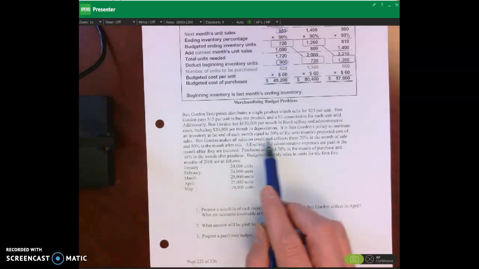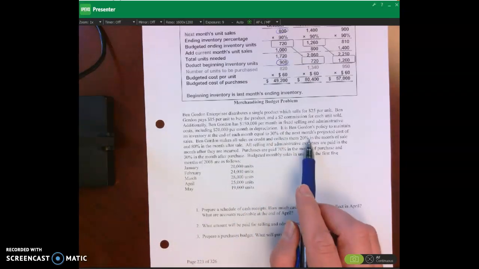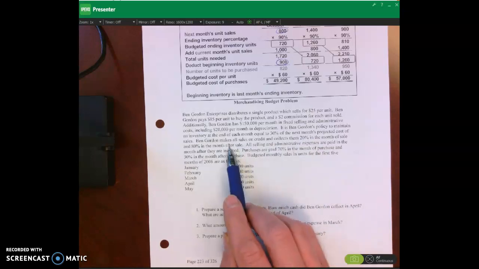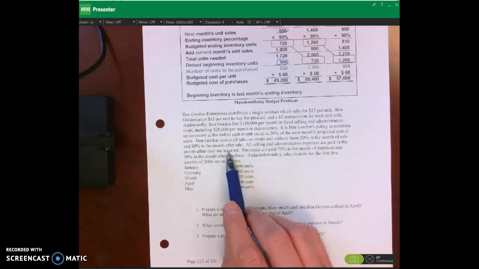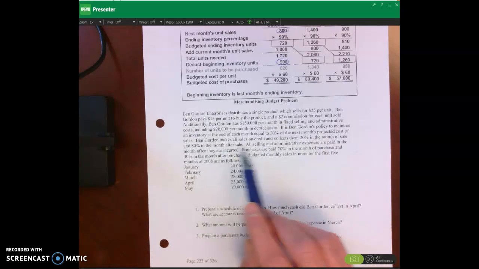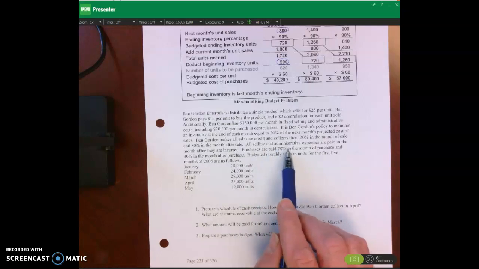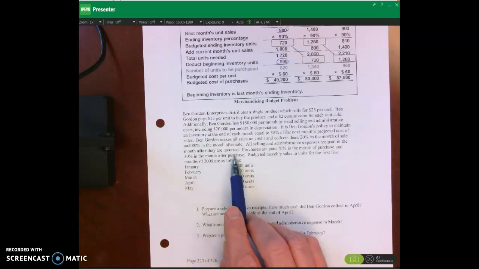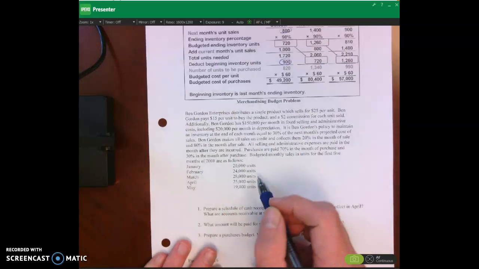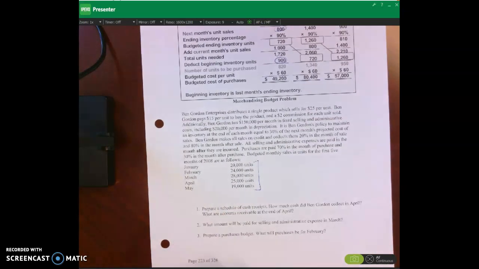Ben Gordon makes all sales on credit and collects them 20% in the month of sale and then 80% in the month after the sale. Okay? All selling and admin expenses are paid for in the month after they are incurred. Purchases are paid 70% in the month of purchase and 30% in the month after the purchase. Here's our sales budget right over here.